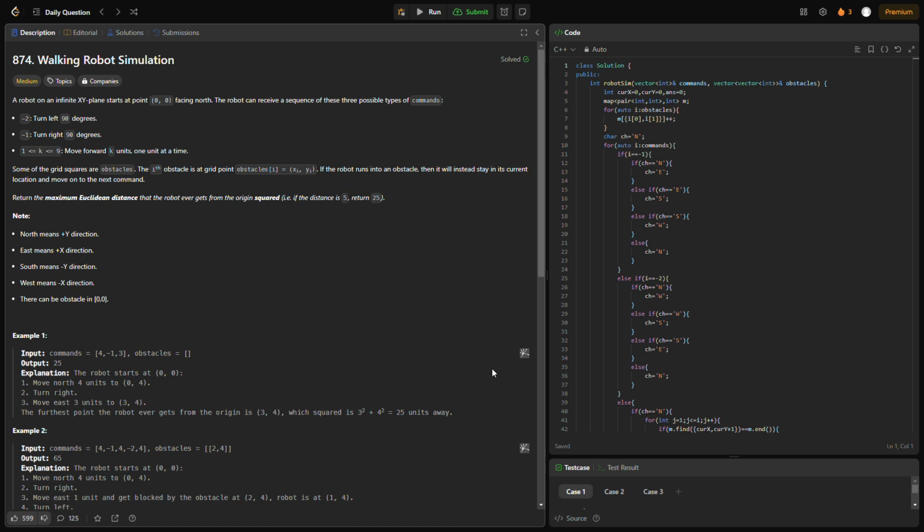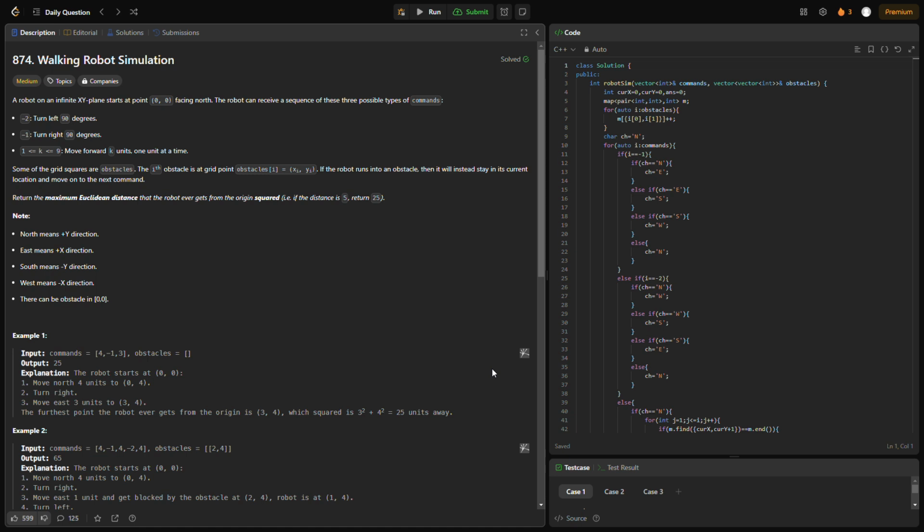The robot can receive a sequence of three possible types of commands: -2, that is turn 90 degrees left, -1, turn 90 degrees right, or the third one is a value between 1 to 9, that is k. When a value between 1 to 9 is given, it will move k units in the direction in which it is facing, 1 unit at a time.